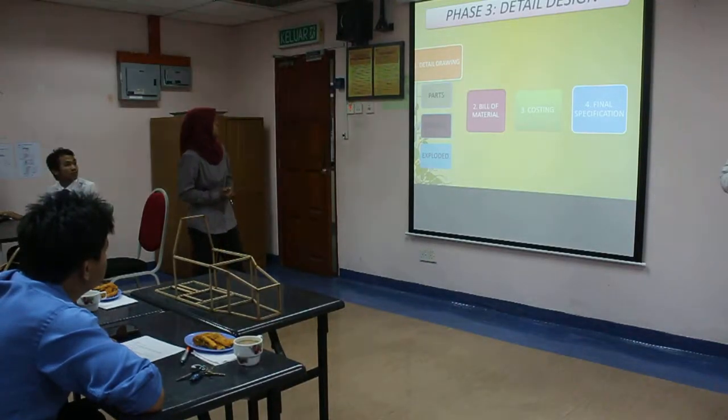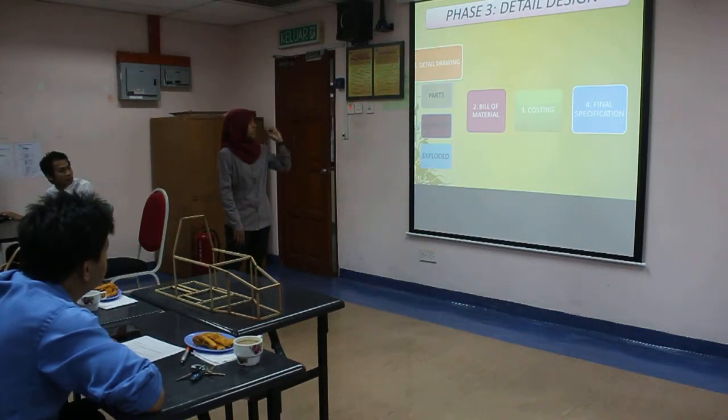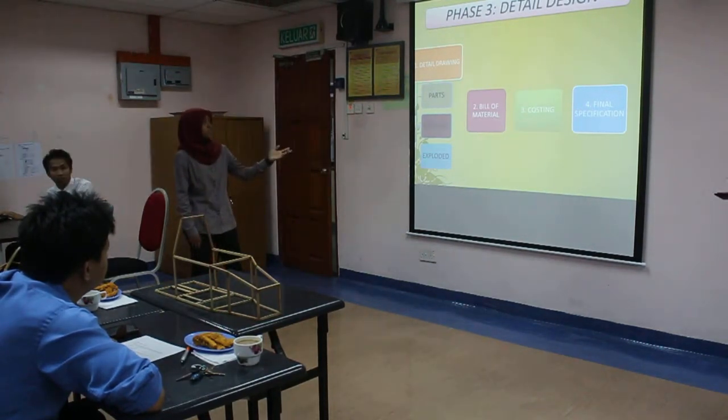For the phase 3 detailing, we start with the detail drawing that includes part assembly and coded drawing. Second, the bill of material. Third, costing, and finally the final specification.